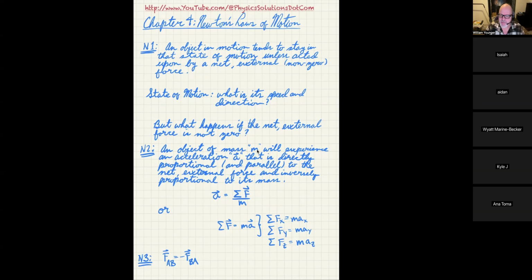An object of mass m will experience an acceleration a that is directly proportional and parallel to the net external force and inversely proportional to its mass. So inversely proportional, notice the m is in the denominator. The m and the a are on opposite sides of the equal symbol, but they're also on opposite sides of the fraction bar, so that makes them thumbs up, thumbs down.